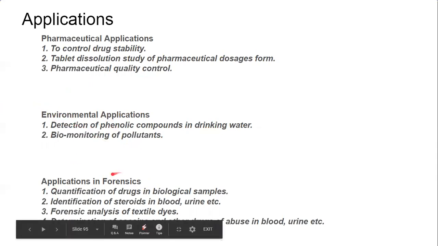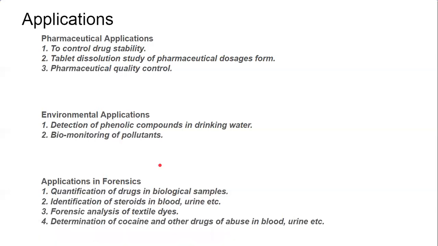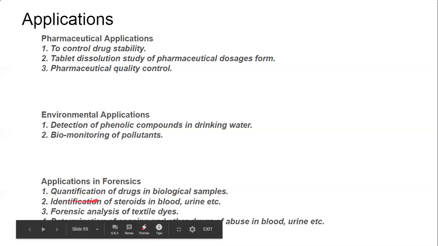Next, application in forensic science. In forensic science, the quantification of drug in biological samples. Quantification means the quantity of drug can be analyzed by using this HPLC. So just now I told you, this HPLC is used in analytical analysis, qualitative analysis, as well as in quantitative analysis. So this is quantitative analysis. Next, identification of steroids present in blood, urine, etc.